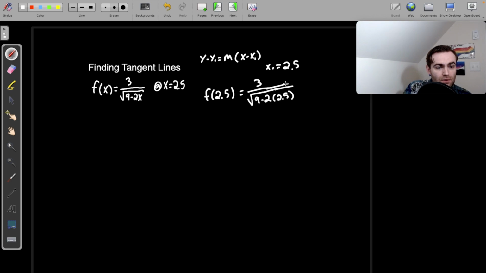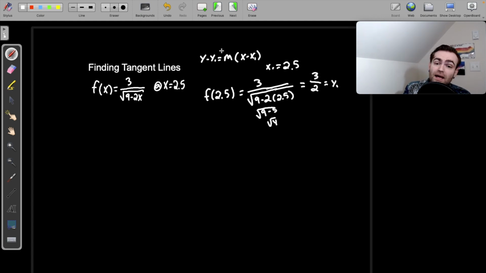Now, I don't know how your math teacher is, but I get to be a little lazy when it comes to this stuff. I'm not going to rewrite every single little step. I know that I got to clean up the inside of this square root because right now it's pretty ugly. So 2 times 2.5 is 5. So inside the square root, we have 9 minus 5, which is 4, so we have the square root of 4 in there. So this is equal to 3 over the square root of 4, which is 2. And that, again, is our y1 when it comes to this equation. So we got 2 of the 3 pieces.